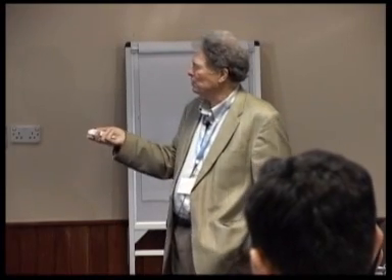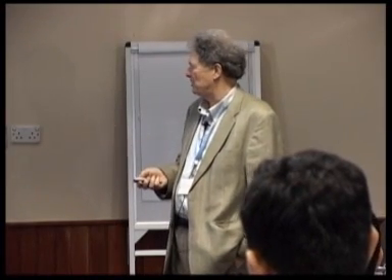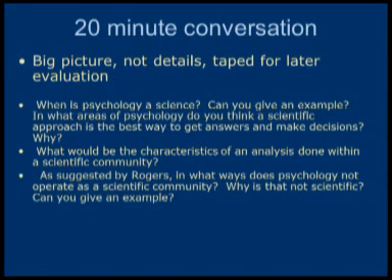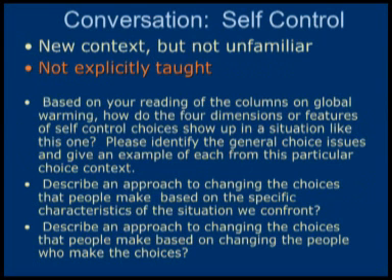But it's weird stuff like when is psychology a science and when is it not? What are the characteristics of what's done in a scientific community? In what ways does psychology not operate as a scientific community? I mean, this is the sort of question I give them. It's sort of the bigger level understandings that I hope my course produces.